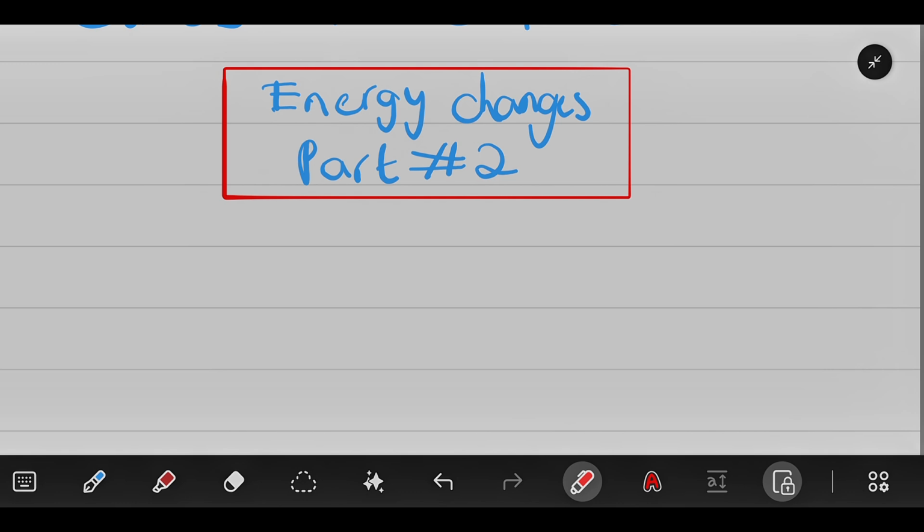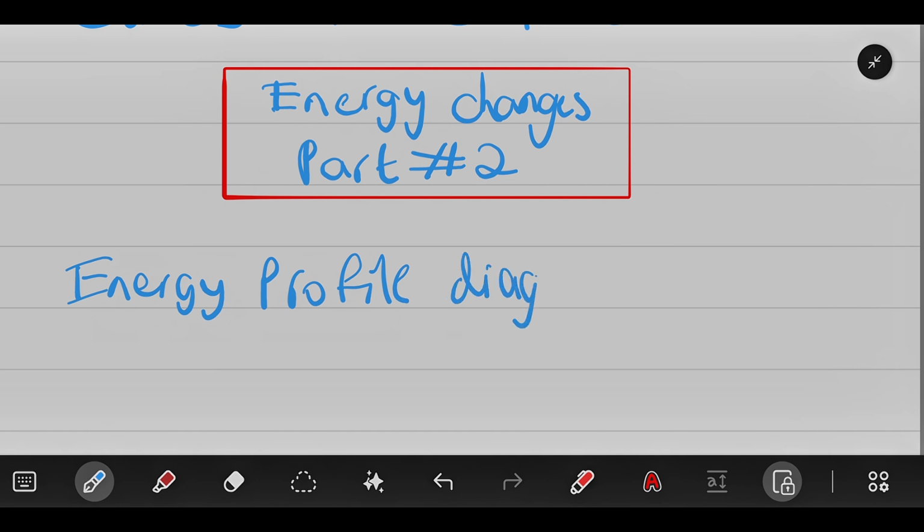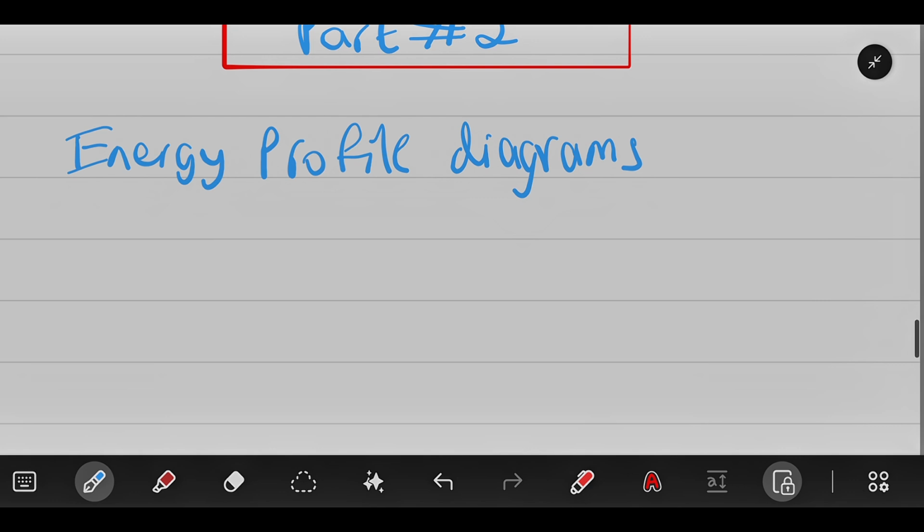Now, in this class today, we're going to be looking at a very, very important topic regarding energy changes. You can say that it is the heartbeat of this chapter, as it has the most exam weightage regarding this chapter. It is called energy profile diagrams. Like before, we're going to be starting with exothermic reactions first.